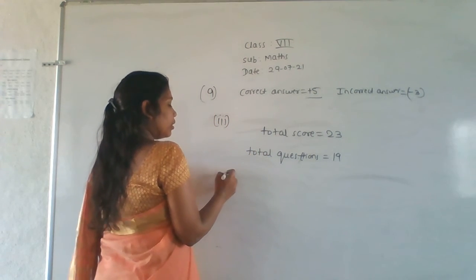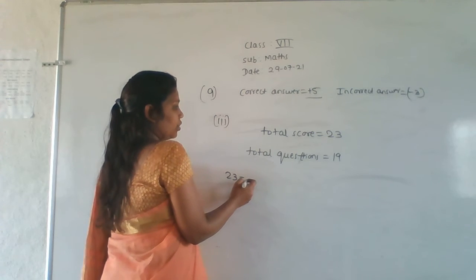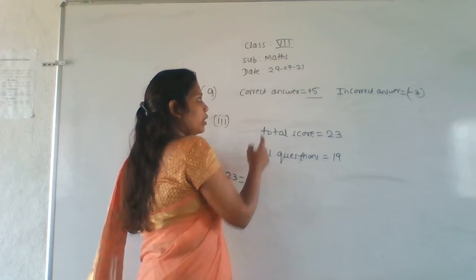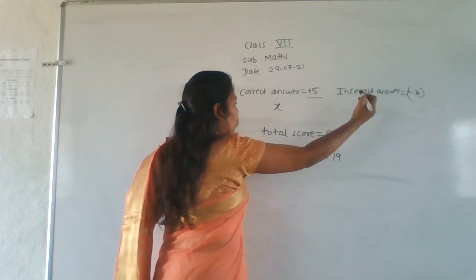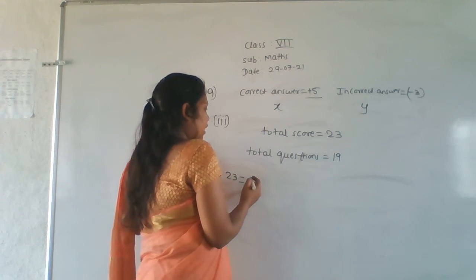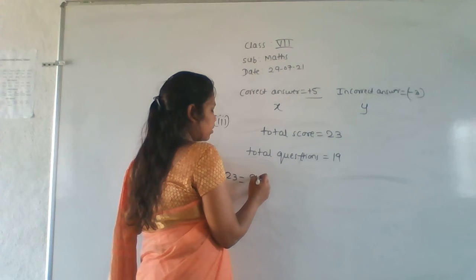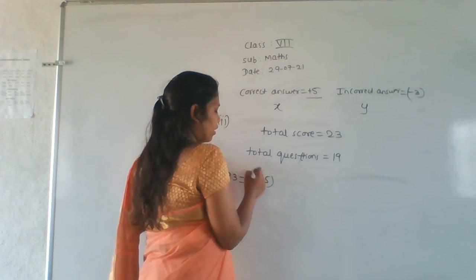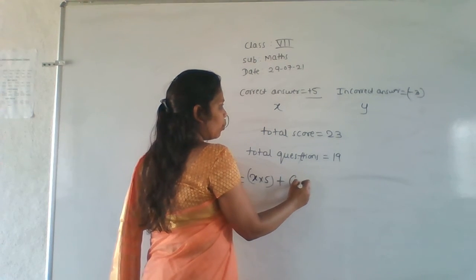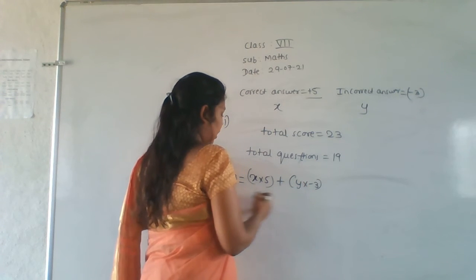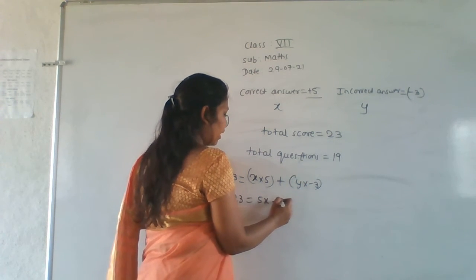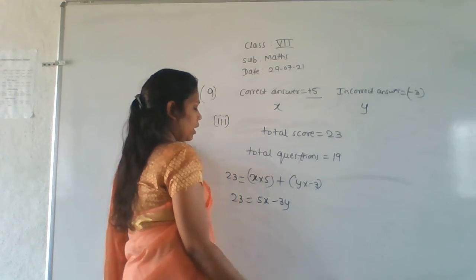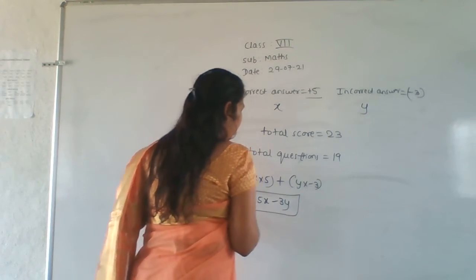So how can you write this score here? 23 is equal to, we don't know the correct answers. Consider correct answers as x and incorrect answers as y here. So correct answers x into 5, plus y into minus 3. That will be 23 is equal to 5x minus 3y. This is one of the equations we got.